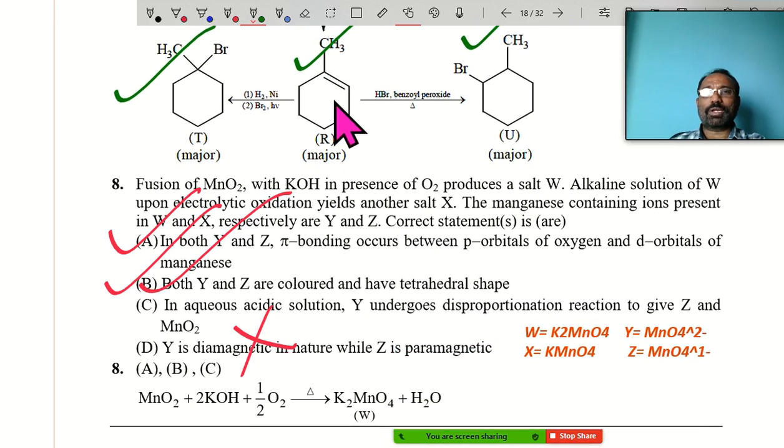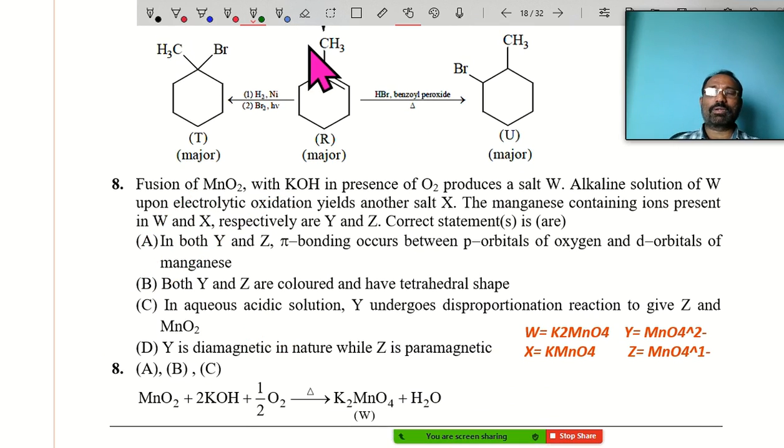Now see question number 8. Question number 8 is from d-block elements, directly from the NCERT book. The fusion of MnO2 with KOH in the presence of O2 produces a salt W. That salt is nothing but K2MnO4. The alkaline solution of W upon electrolytic oxidation yields another salt X. That other salt is nothing but KMnO4.